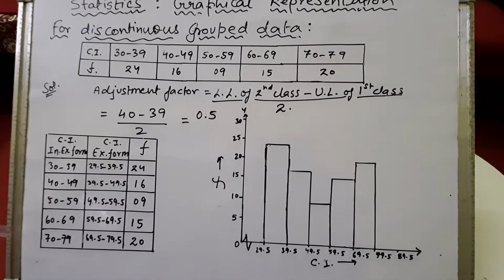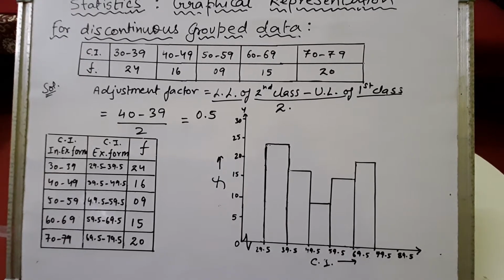Now let's discuss another sum, children. This sum is based on drawing the histogram for discontinuous group data. Now what is discontinuous group data? When the class intervals are non-overlapping, or given in inclusive form, right?